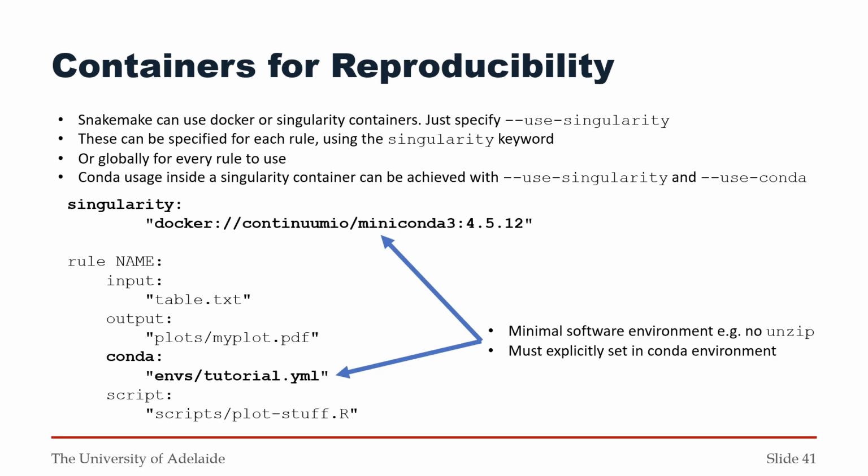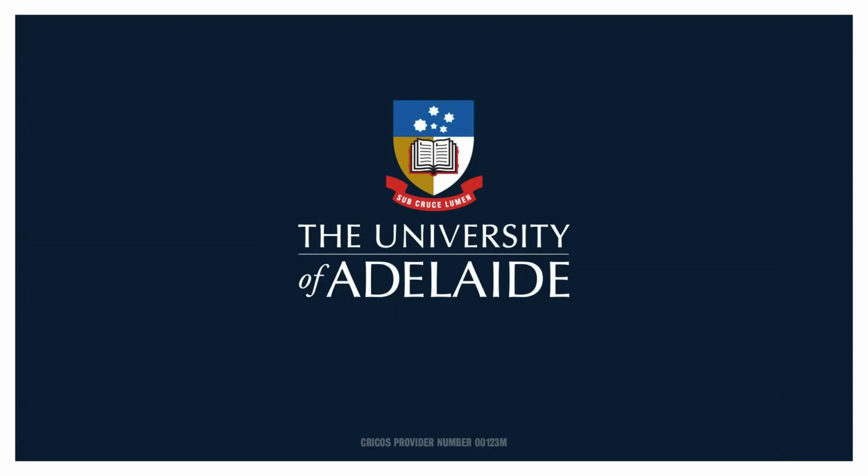Depending on the container that you use, the software environment is usually very minimal and trimmed down. So for example, here Miniconda doesn't contain the unzip command, which is required by one of the tools. And so you have to really be explicit about which tools you require for the rules and specify them directly in the Conda environment files. Okay, and that's all for today. Thank you for listening, and I'll take questions via Jeff.